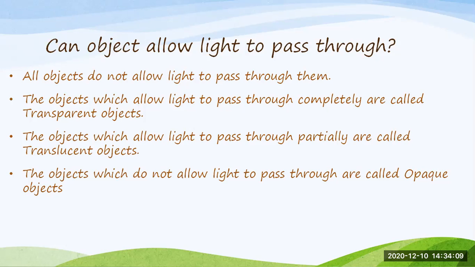So the objects which allow almost all the light to pass through them and they only reflect some light, these objects are called the transparent objects. And the objects which allow some light to pass through and they reflect the other light, these are called the translucent objects. And the objects which do not allow any light to pass through them and reflect all the light are called the opaque objects.